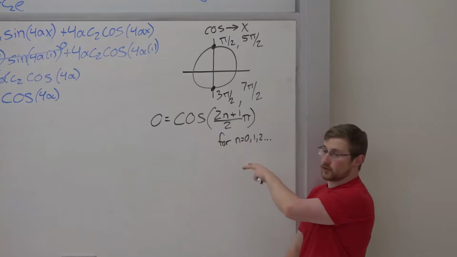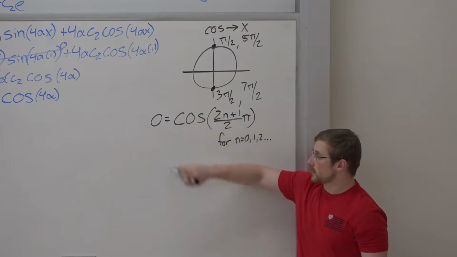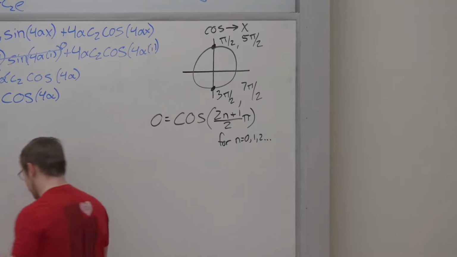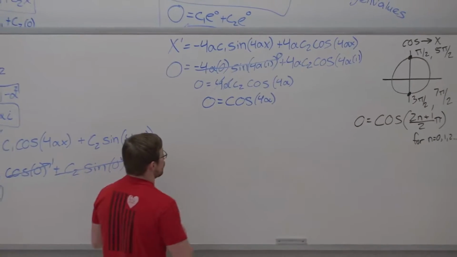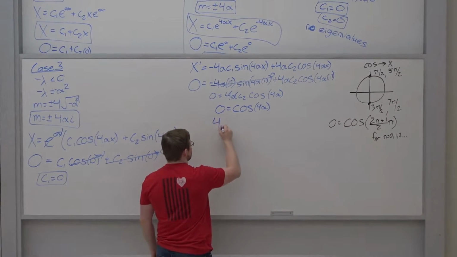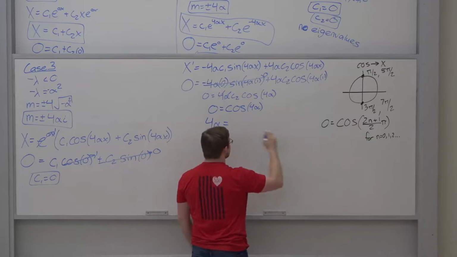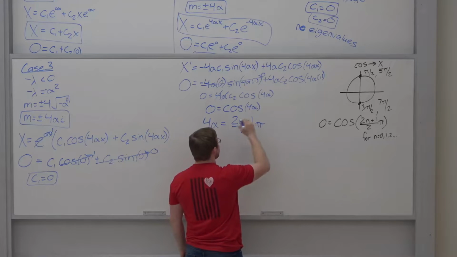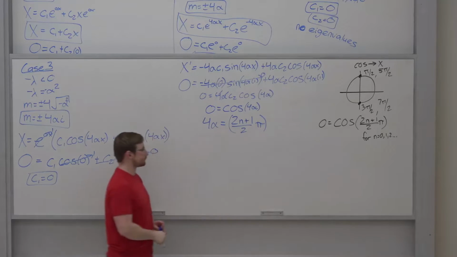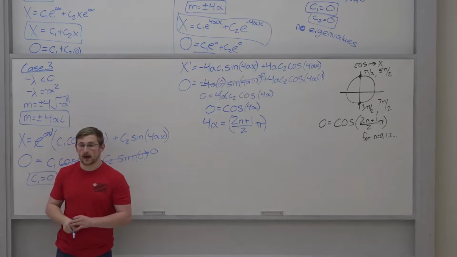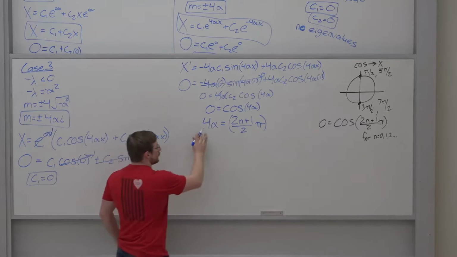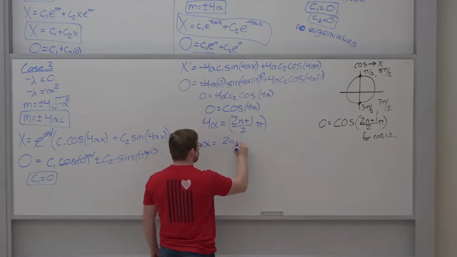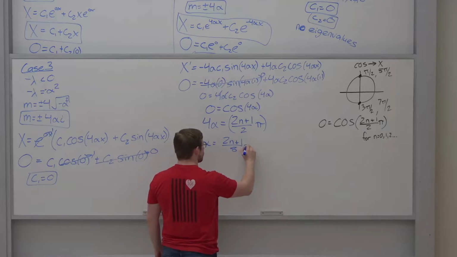So I know that cosine of 2n plus 1 over 2 times pi is equal to 0. And I know that cosine of 4 alpha is equal to 0. So therefore, I can take this 4 alpha and set it equal to 2n plus 1 over 2 pi. And again, I'm trying to solve for my alpha, so let's divide over that 4. And I get alpha is 2n plus 1 over 8 times pi.